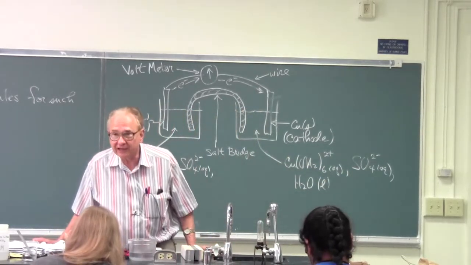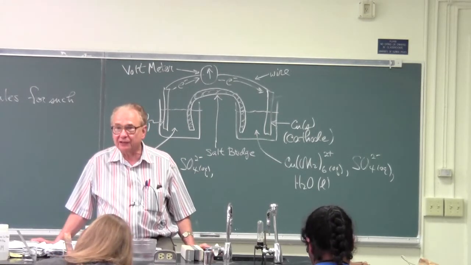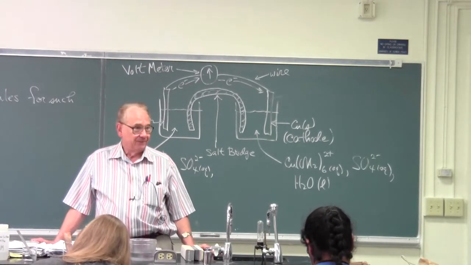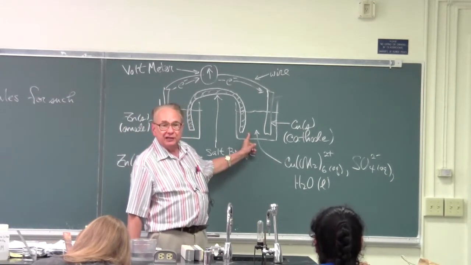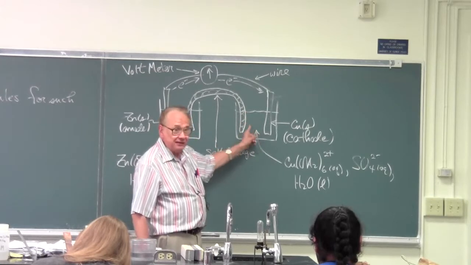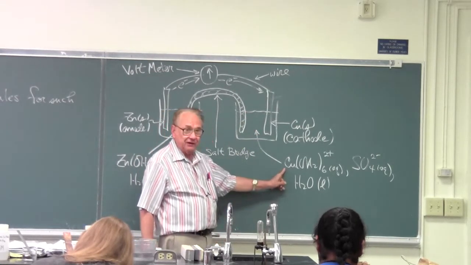So you cannot use a cathode material which is capable of reducing the contents of the cathode half cell, because it is in this half cell where reduction occurs, which means the oxidizer is in this half cell. And in this case, the oxidizer is hydrated copper ion.